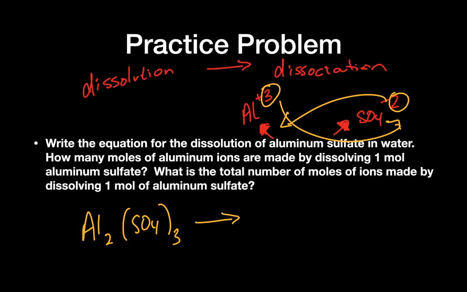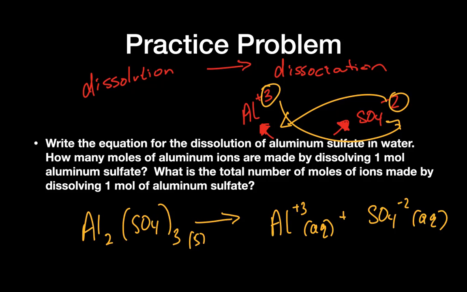All right, so when that separates, you're going to get aluminium, which is +3, aqueous. Now this is going to be the one chapter where the state is going to matter. So if it's dissolution, we're starting with a solid, and our ions, of course, are aqueous. And then we balance the equation by putting a 2 there and a 3 there. So if we have 1 mole of aluminum sulfate, we're actually going to form 5 moles of ions, 2 of aluminum, 3 of sulfate.